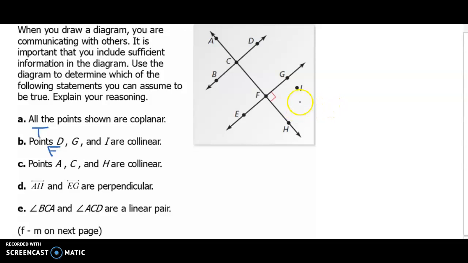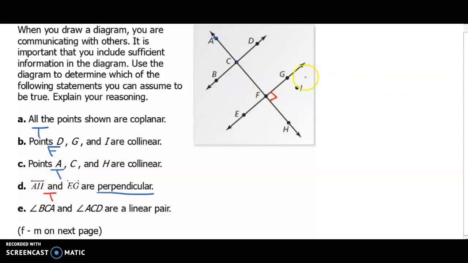All right, points A, C, and H. So A, C, and H are collinear? Well, yes. They are because they lie on this line here. AH and EG are perpendicular. Well, you have to ask yourself, what does perpendicular mean? And hopefully you would say, well, if they're perpendicular, they intersect at a right angle. Isn't this a right angle? Isn't that what that box means? So this would be true.